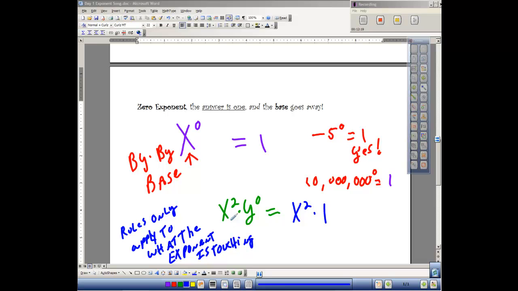In this case, it's not touching the x. All we have is x squared. But this 0 right here is only touching the y. So the y becomes 1, and the x squared just stays the same. We'll talk about that a little bit later. So that's x squared, your final answer. Okay, let's say that one, and I think we got one more.